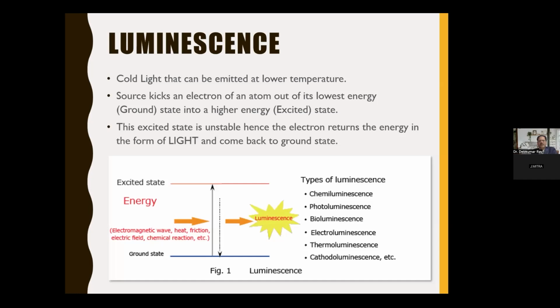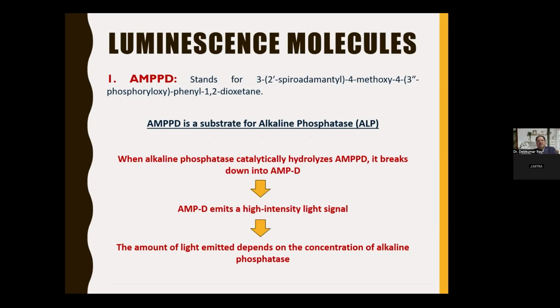There are different types of luminescence like chemiluminescence, photoluminescence, bioluminescence, electroluminescence, thermoluminescence, and cathodoluminescence. There are specific molecules used for this process of luminescence. The first one, which is not being used widely nowadays, is AMPPD, which stands for 3,4-methoxy 4-phenyl 1,2-dioxetane. This AMPPD is a substrate for alkaline phosphatase, or in abbreviation ALP.